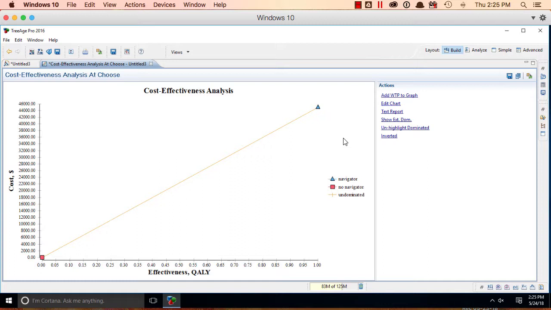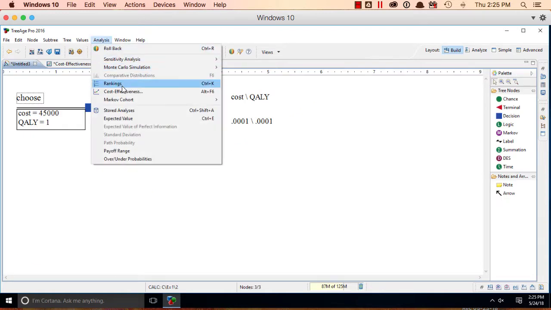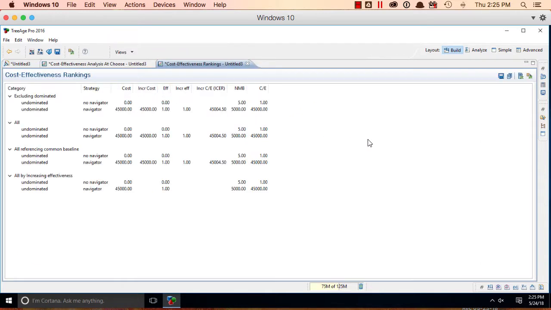So again, the first thing we do is draw the supply curve, and we're asking whether or not it's cost effective to scale up the supply curve from no navigator, the red square, to navigator, the blue triangle. That's going to depend on the slope of the supply curve. The slope of the supply curve is the incremental cost effectiveness ratio of navigator as compared to no navigator. So the ICER of navigator is $45,004.50 per quality adjusted life year. You can see that this ICER of about $45,000 is less than the willingness to pay, which we said was $50,000. So it's going to scale up the supply curve from no navigator to a patient navigator, switch from no navigator to navigator, and choose patient navigator.